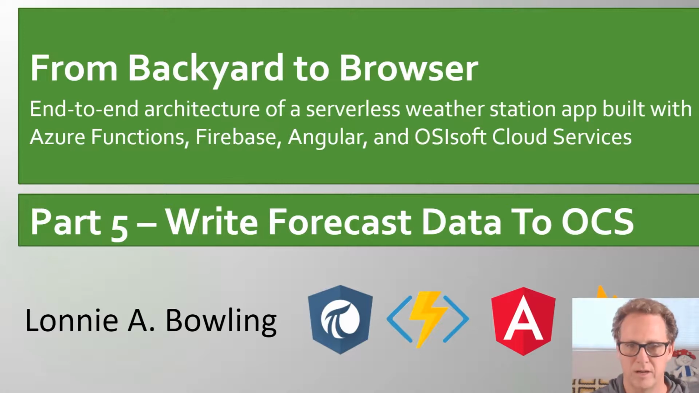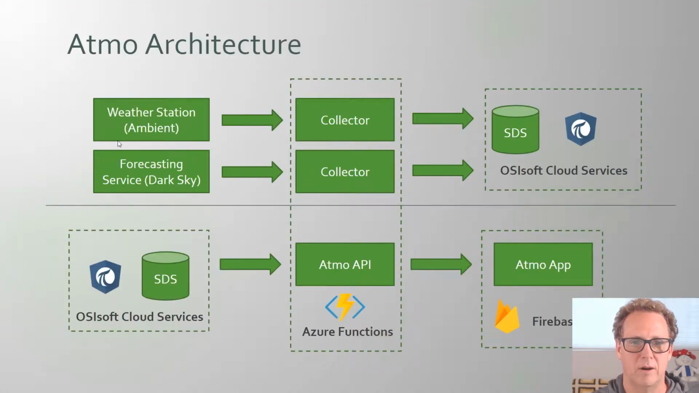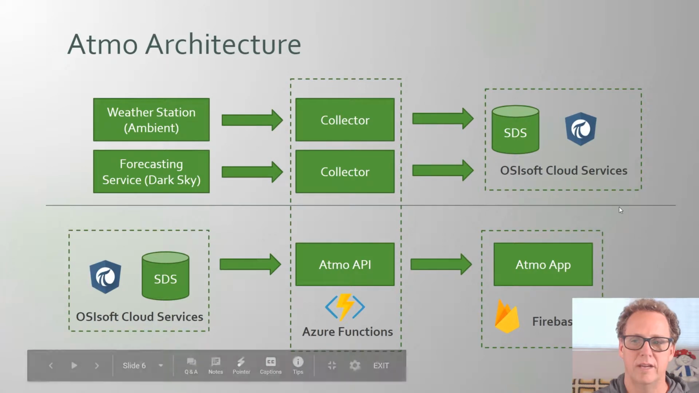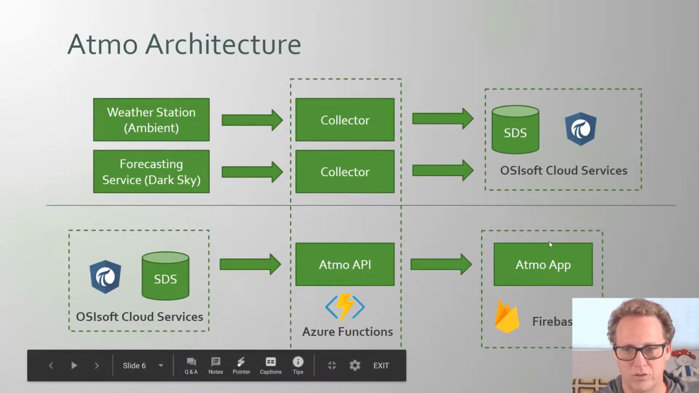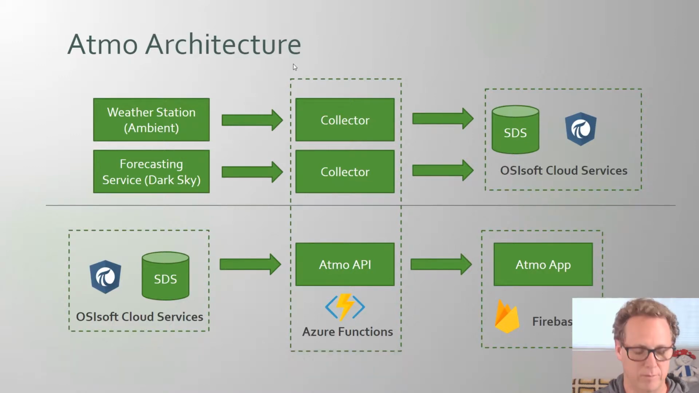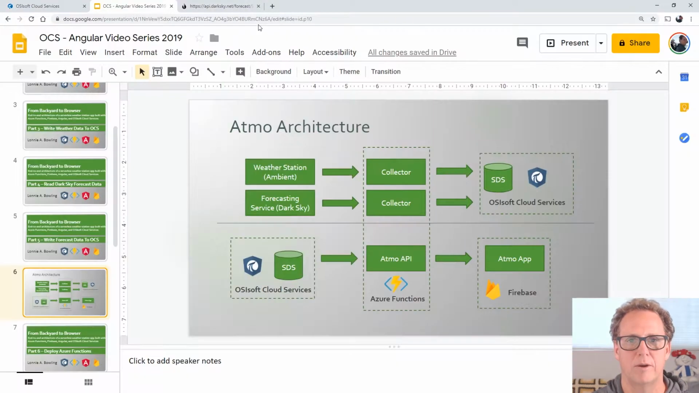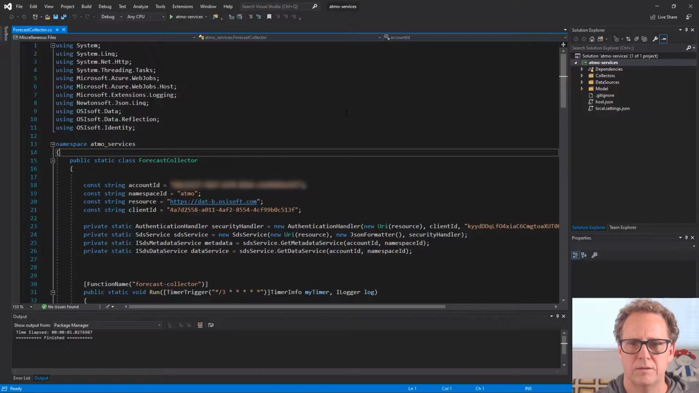Okay, the architecture. If we look at the architecture, we can see that we've got this top part completed, with the weather station and a collector right into the data store. Now we have our forecast data coming in, and we're going to finish up this collector, getting it written to the data store. After we're all done with that, we'll start pulling the data out and use that to populate the Angular front end application. All right, let's get out of our PowerPoint and come back to our application.